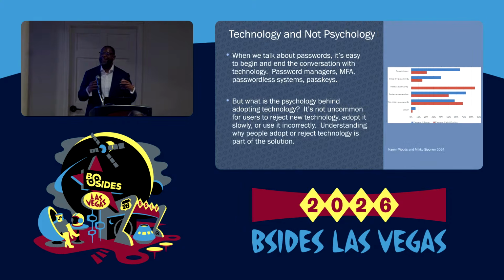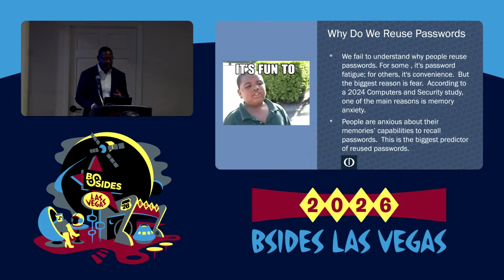We also focus on technology and not the psychology surrounding it. And so when we talk about passwords, it's easy to begin the conversation with saying, hey, we're going to have password managers, we're going to have multi-factor, we're going to have a passwordless system, we're going to have passkeys, but we don't talk about the psychology surrounding adoption of technology, right? Oftentimes when people present new technology, people are reluctant to embrace it. And so we're not having the conversation about why people will sometimes just reject these new solutions, even though they're going to be super useful for you and your company.